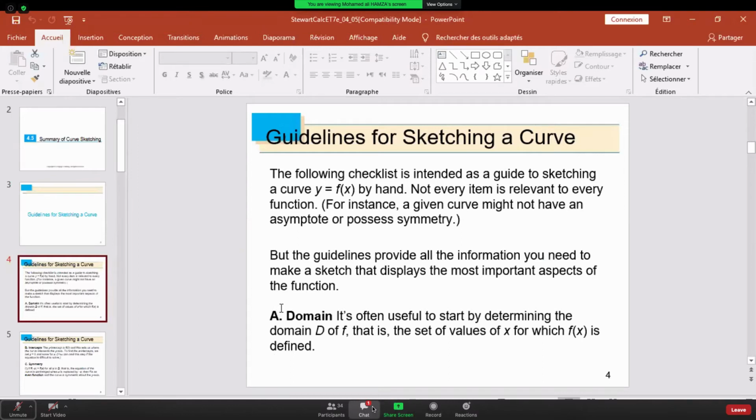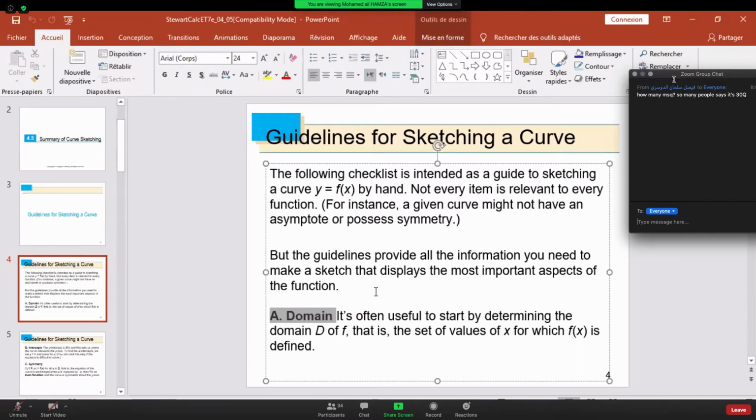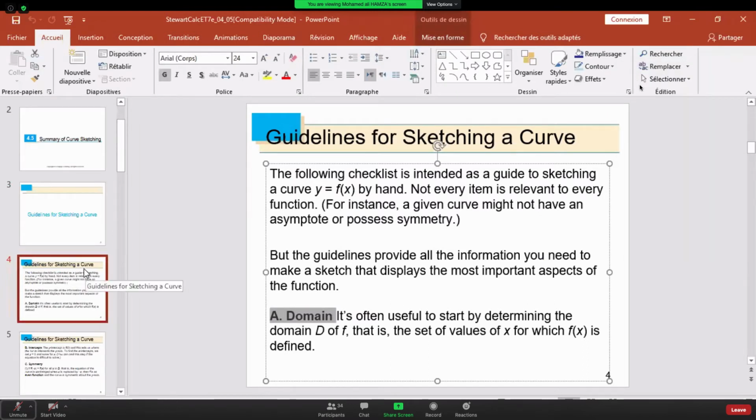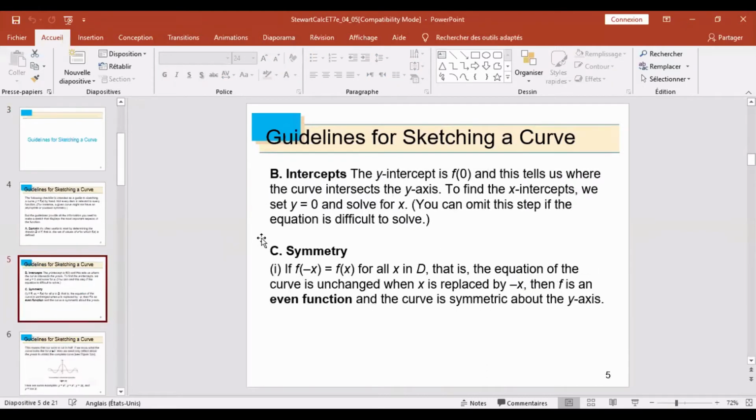First of all, we have to have an idea about the domain. It's very useful to know what the domain of the function is. The domain means the x values such that f of x is defined, just defined. This is about the domain.